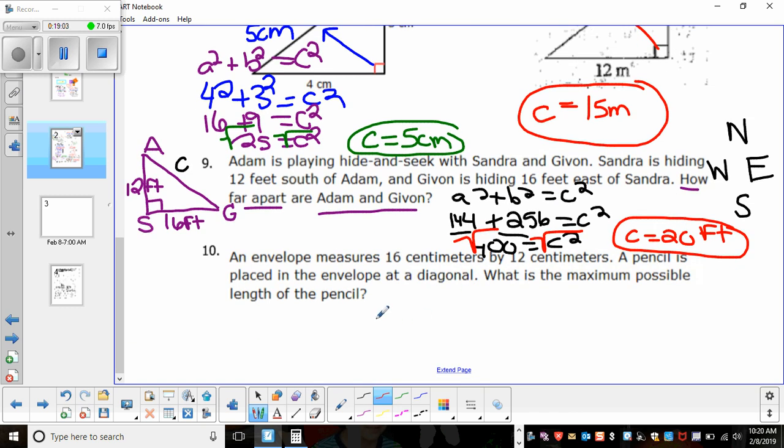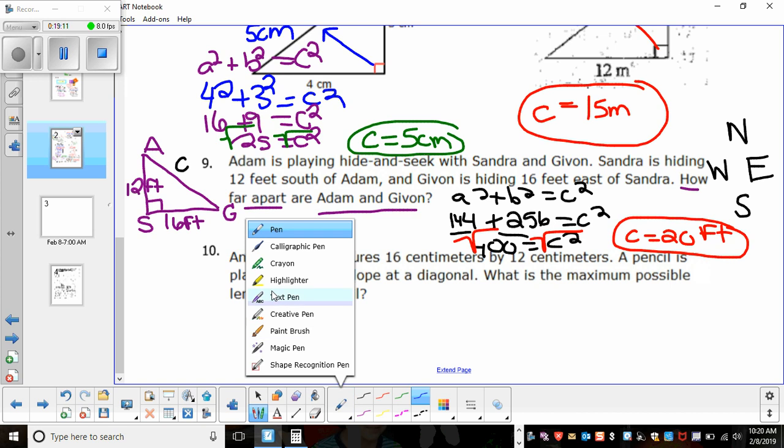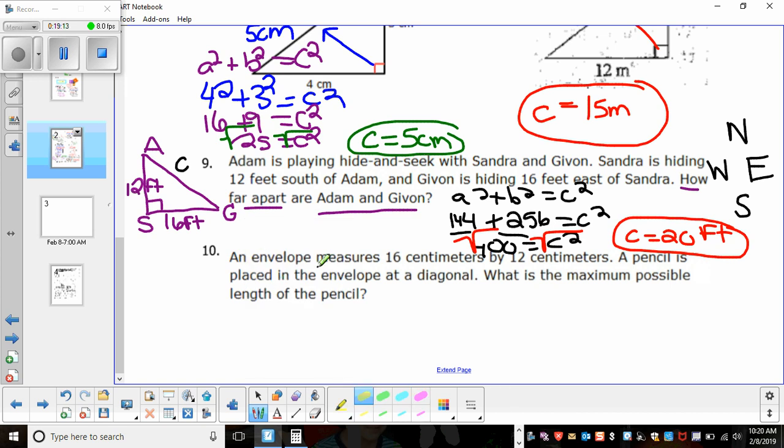All right, last question, another word problem. So again, remember the strategy is to draw a picture with the given information. You can underline or highlight keywords. So an envelope, number 10, measures 16 centimeters by 12 centimeters. A pencil is placed in the envelope at a diagonal. What is the maximum possible length of the pencil?